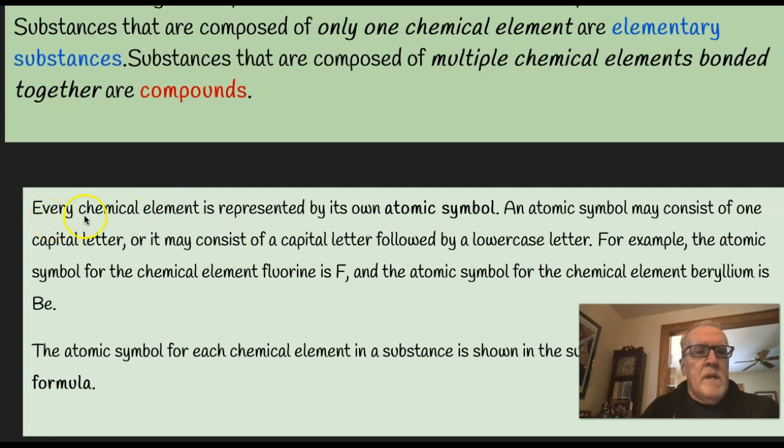Okay. Every chemical element is represented by its own atomic symbol. You know that. An atomic symbol may consist of one capital letter, like O for oxygen, or it may consist of a capital letter followed by a lowercase letter. For example, the atomic symbol for the chemical element fluorine is the letter F, and the atomic symbol for the chemical element beryllium is Be. Notice the e is lowercase. The atomic symbol for each chemical element in a substance is shown in the substance's chemical formula, which you've already started to work with, and you've done a great job, by the way.